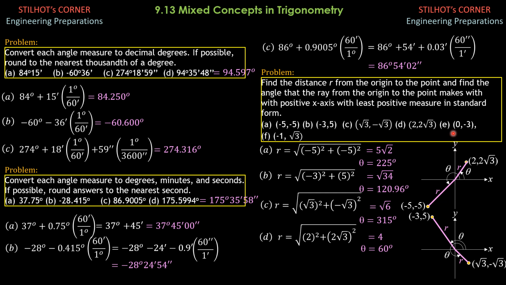So theta is 60 degrees. Then E, 0 comma negative 3 is here in the negative y direction. So R is the square root of 0 squared plus negative 3 squared. So R is 3. And the angle from the positive x-axis to the negative y-axis is 270 degrees. So R is 3 and theta is again 270 degrees. And for your part, negative 1 comma 3, it is in the second quadrant. Show that R is 2 and theta is 120 degrees. So that's it for this video.